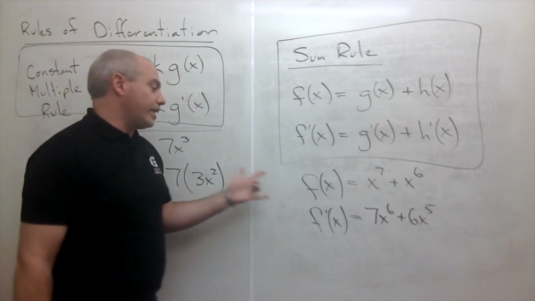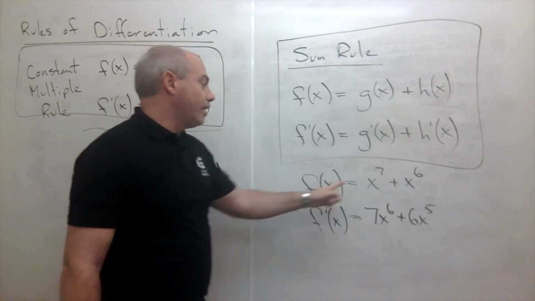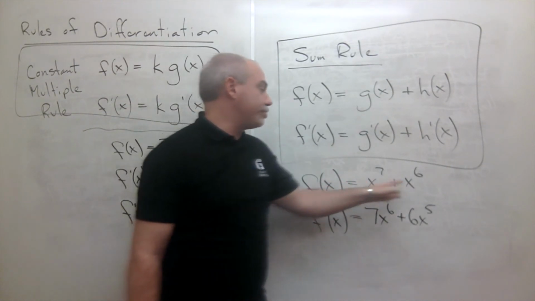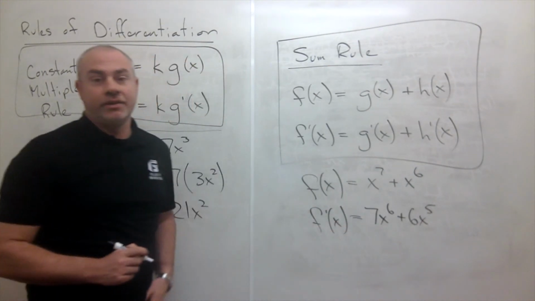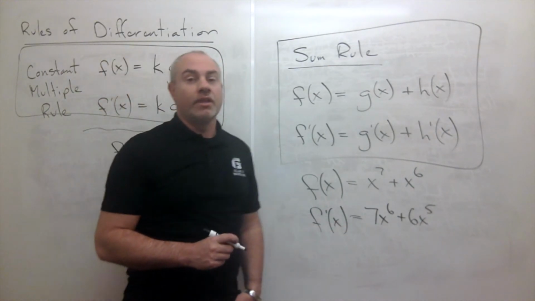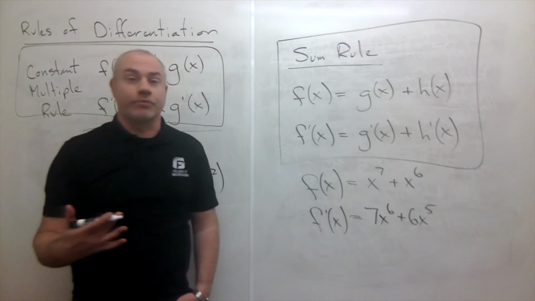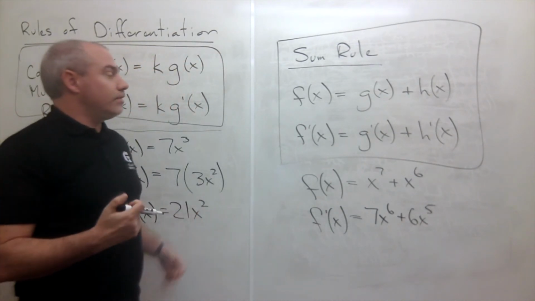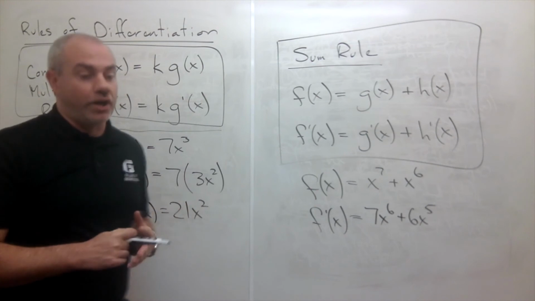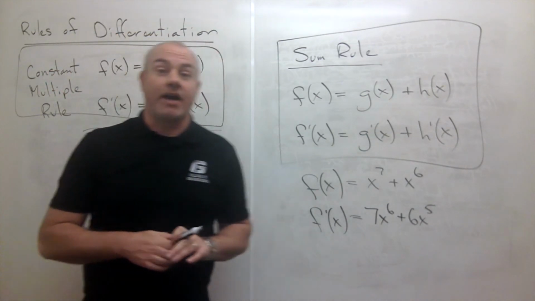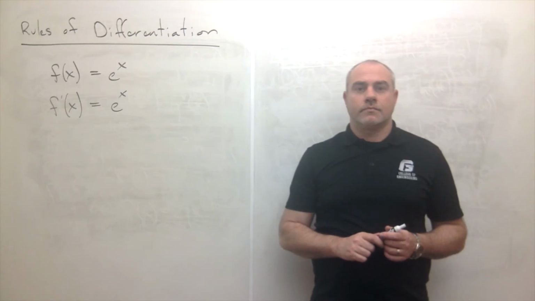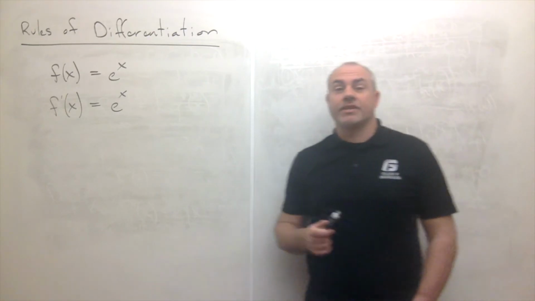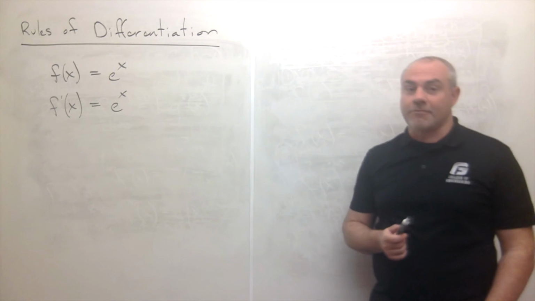And so, using the sum rule, I can just take the derivative of each one of these terms separately, get my derivative, and we're done. Okay? So that's how we use the sum rule. Let's move on for a second and talk about another important derivative. Okay, two more things and then we're ready to look at some example problems.